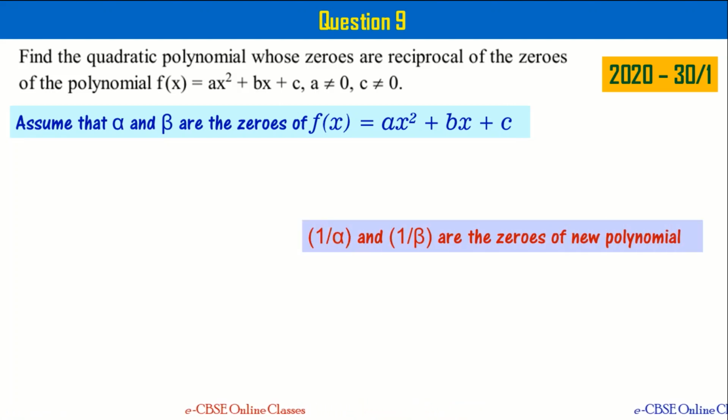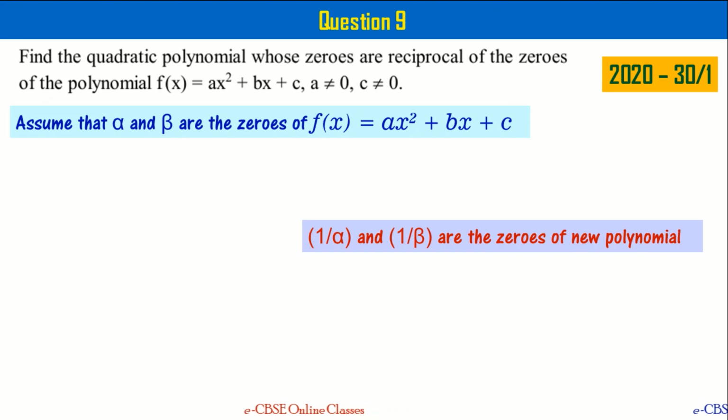So 1 by alpha and 1 by beta are going to be the reciprocals of these zeros, right? They are going to be zeros of the new polynomial we are going to write. Please take a note of this. As per the question, the zeros of f of x are reciprocal of zeros of the new polynomial.